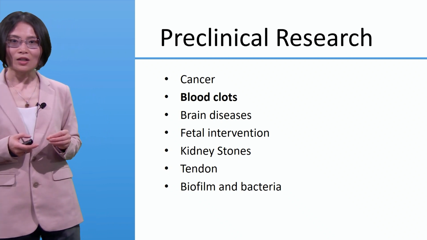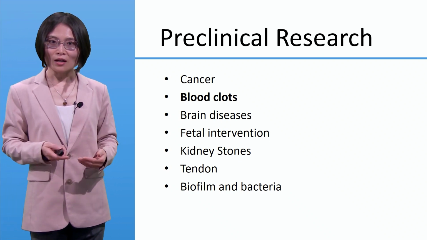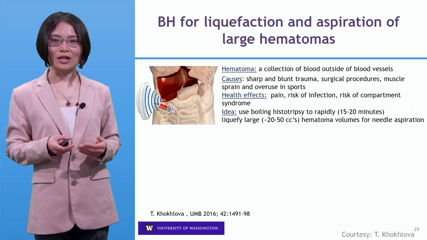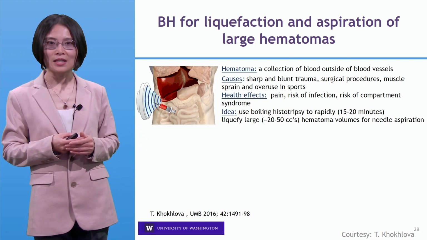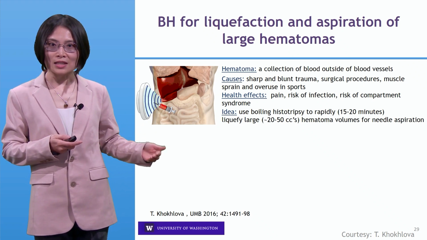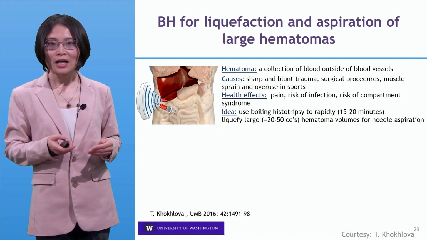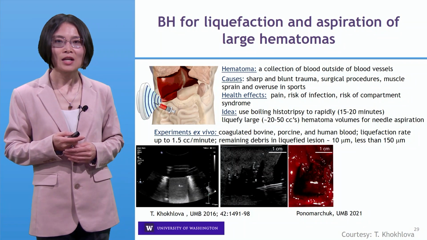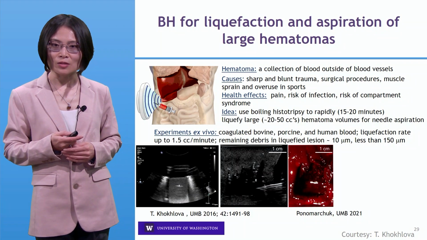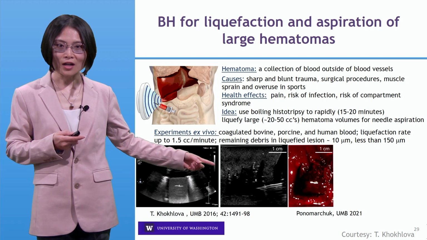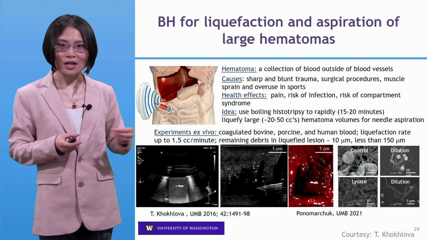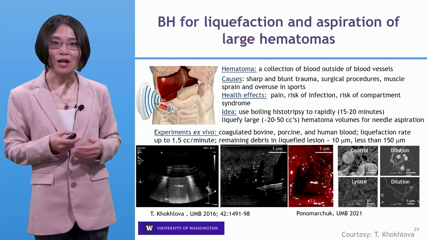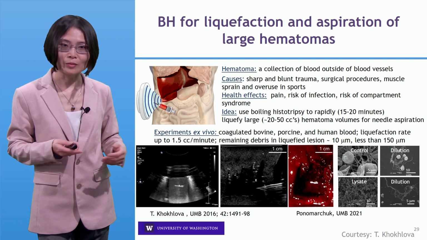So the second preclinical research that I want to talk about is blood clot related applications. Blood clot formation can lead to different diseases. The University of Washington group has studied large hematoma, which is a blood clot formed from sport injury. They have shown that histotripsy can be used to liquefy the clot, and that liquefied clot can be aspirated out using a needle. So this can allow quick evacuation of a large hematoma.